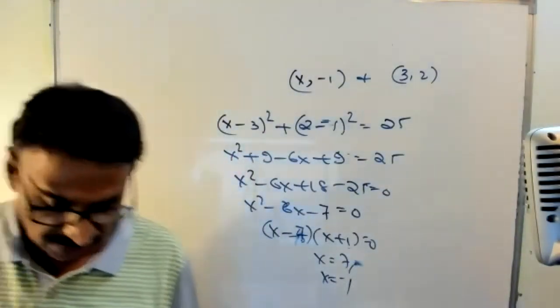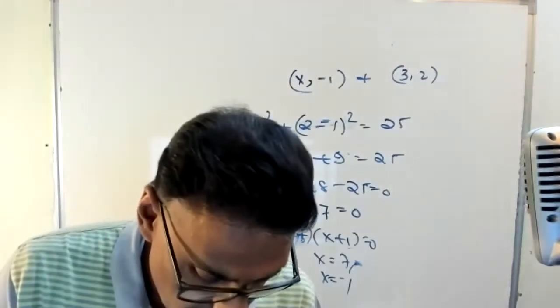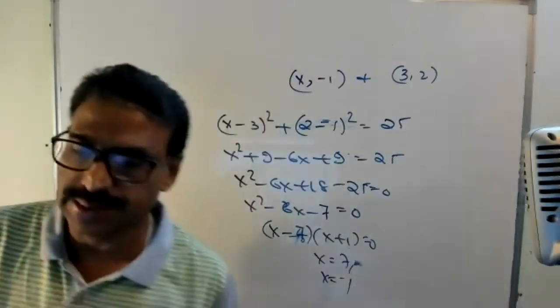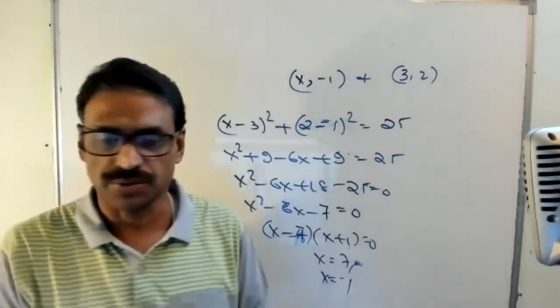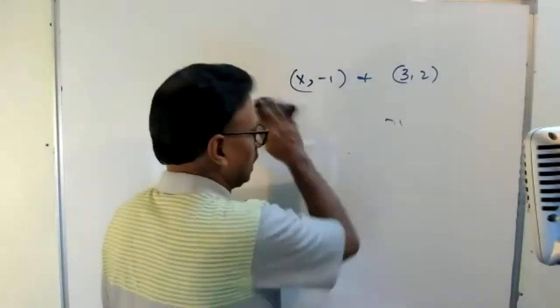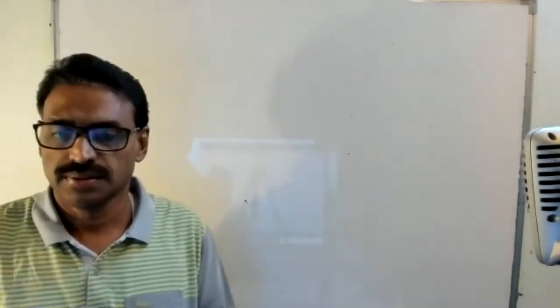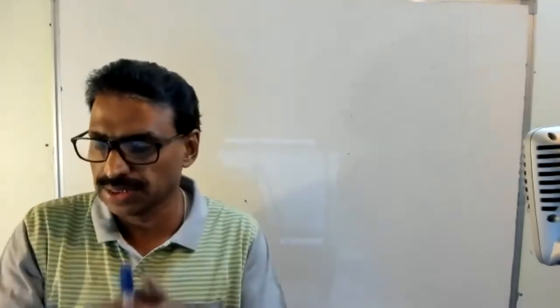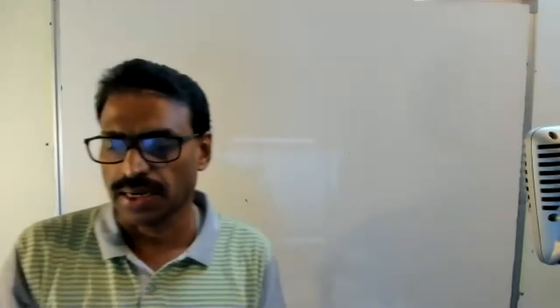Okay, finish. Next question. Suppose three sides are given. How do we check whether we can form a triangle or not? Any idea? The lengths of the sides are given. How to check whether we can form a triangle or not?